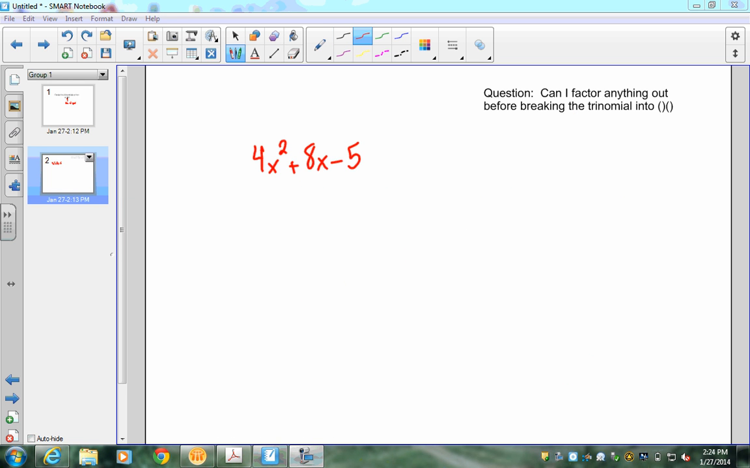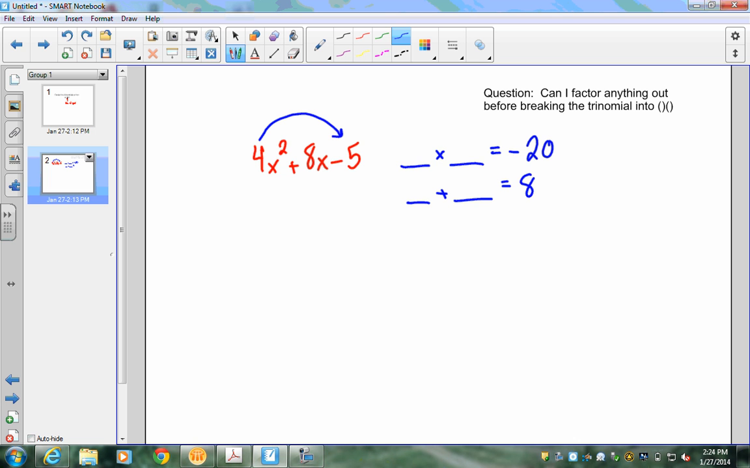Here's my next problem. Going back to the previous slides, hopefully you already had all that written down. First thing I'm going to do is multiply a times c, and I'm going to get negative 20. So I need to find what two numbers multiply to get negative 20, yet the same two numbers add to get positive 8. While I'm thinking about that, I'm going to write in my two parentheses here. I'm going to drop 4x squared, which is right here, and I'm going to drop negative 5, which is minus 5.